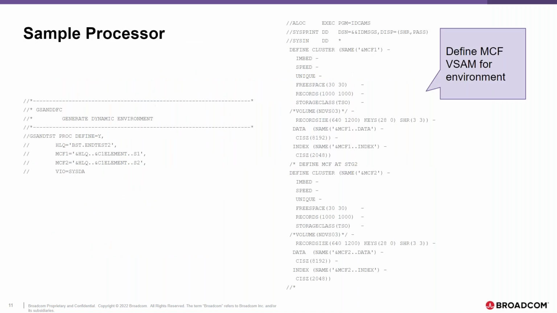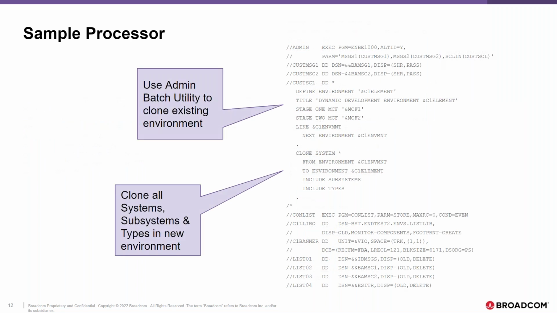So this is a sample generate processor that will create a dynamic environment. This is actually right out of what we're using in our demo. You can see that the very first step here is simply setting up a VSAM for your MCF. Again, that has to be created first before you can create the dynamic environment. Everything else can be dynamically allocated later. And then here we're using the admin batch utility again to do the define like, and this is the same SCL you saw, and then the SCL to clone the systems in there.